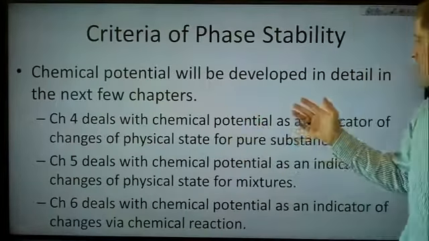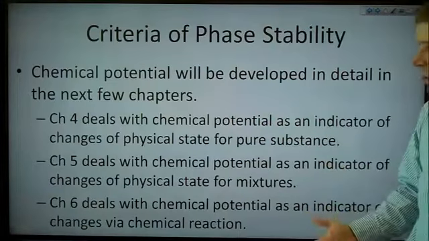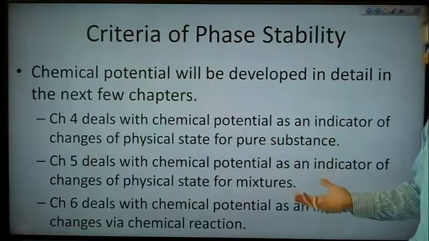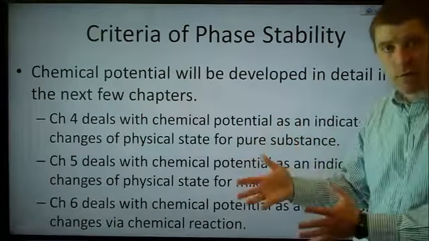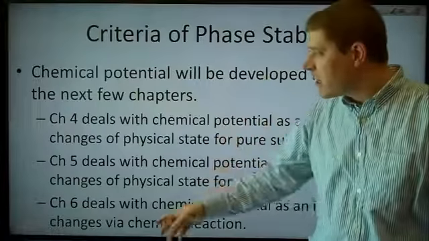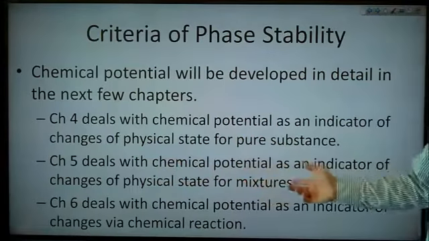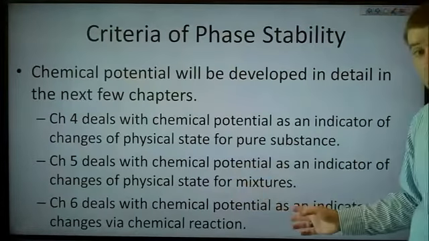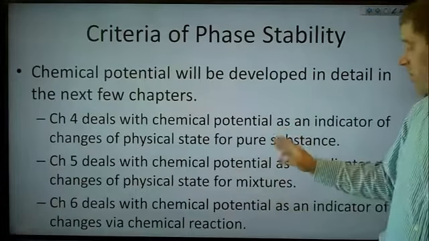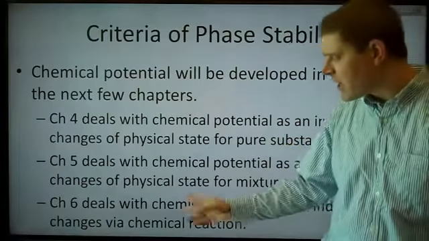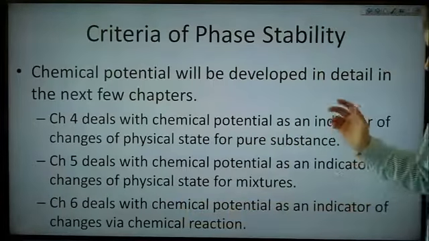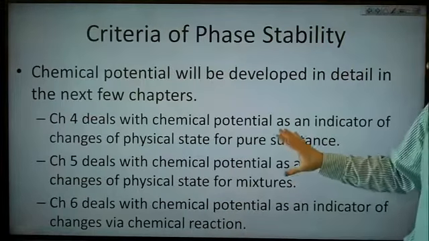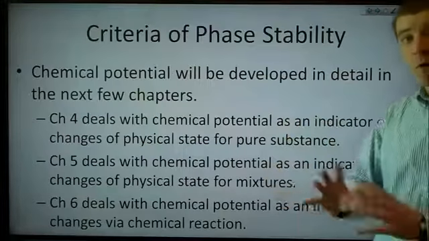So chemical potential is going to be developed in more detail in the next few chapters. In chapter 4, which is the chapter we're discussing now, we're going to deal with chemical potential as an indicator of changes of physical state for the pure substance. In chapter 5, the next one, chemical potential is used as an indicator of changes of physical state for mixtures. So we're going to move from pure substances to mixtures. And then chapter 6 deals with chemical potential as an indicator of changes with chemical reactions. And so this chemical potential idea is going to be really important.